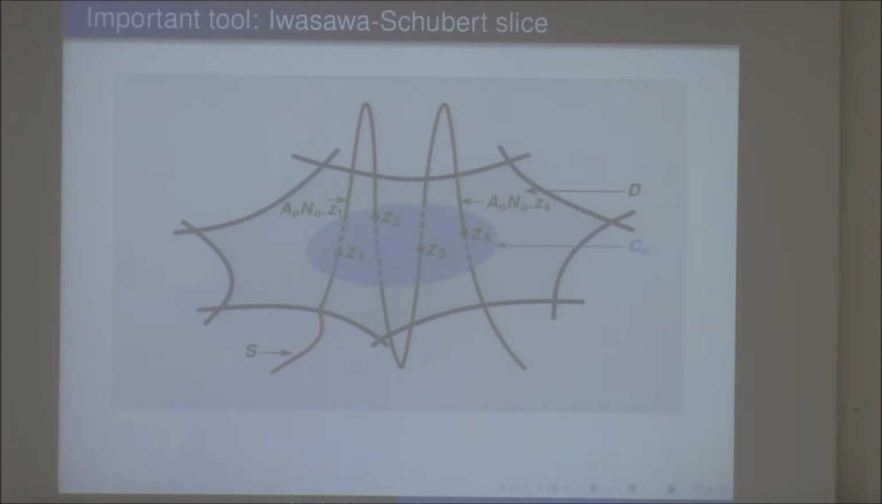Okay? The theory is, and it's not so difficult to prove, that if the Iwasawa-Schubert variety, that's the red thing S, intersects the cycle, then it intersects in finitely many points and at each point transversally.